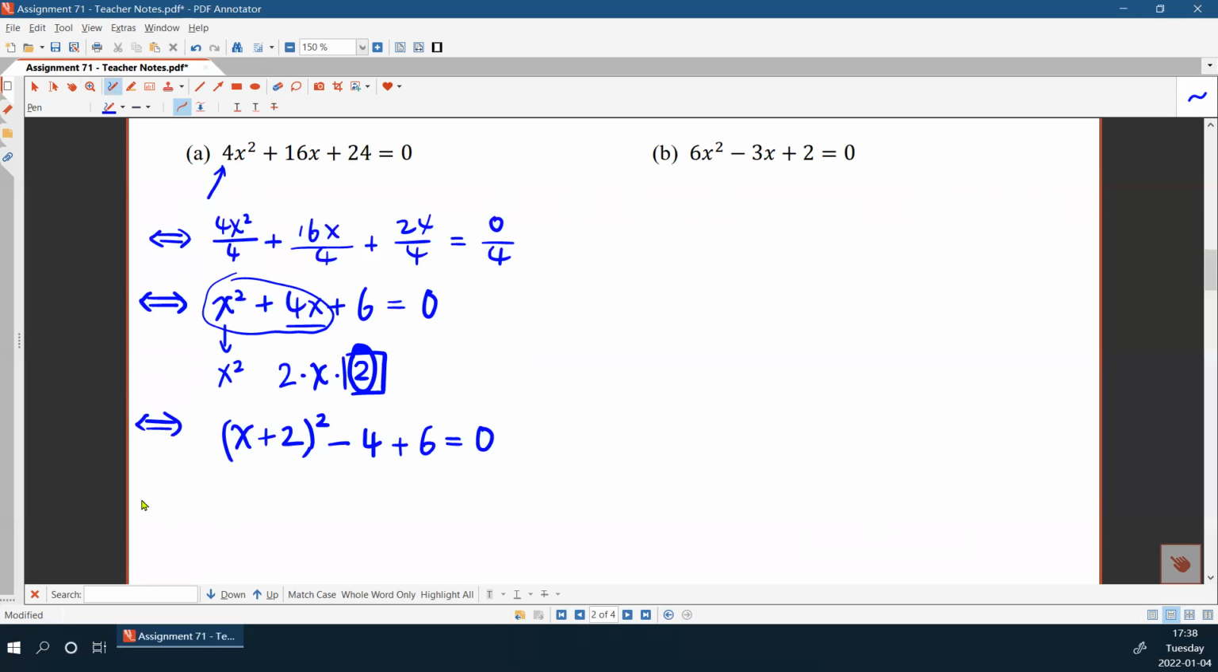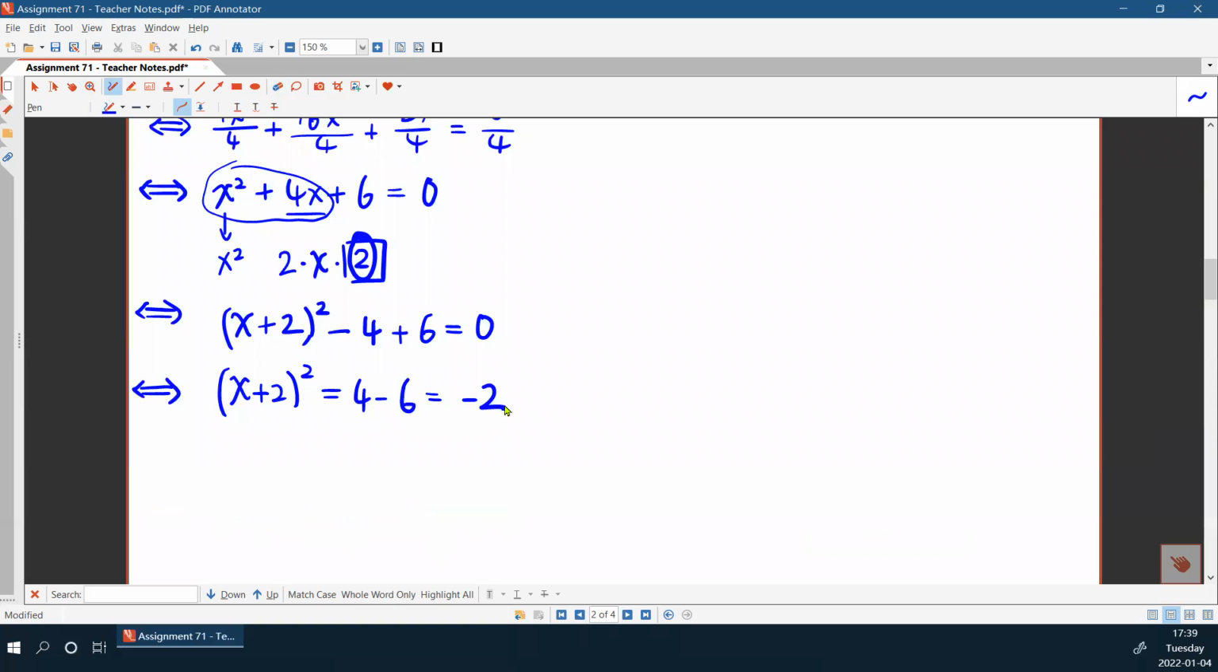Okay, so in this way, the new equation is written as (x + 2) squared, and then we can move all the constants to the other side, which is 4 minus 6, which is -2, right? So something squared is -2. That means we need to solve this in a complex number set, which means x + 2 is positive or negative. We have to introduce i, then the square root of 2.